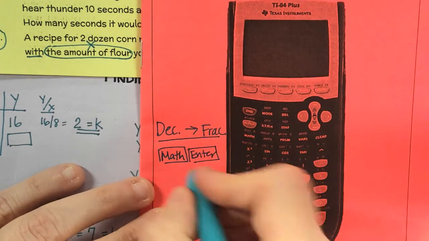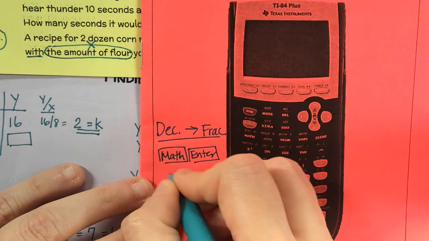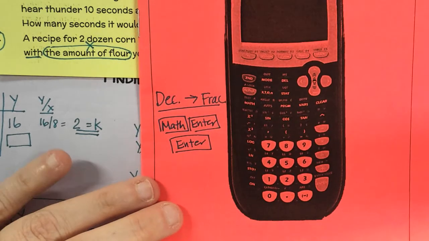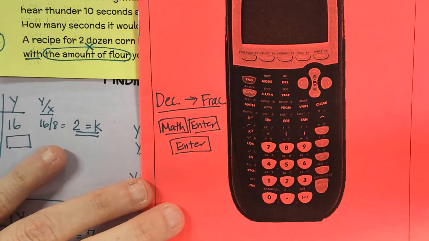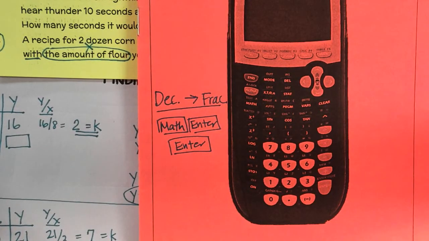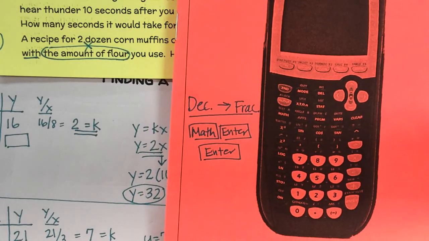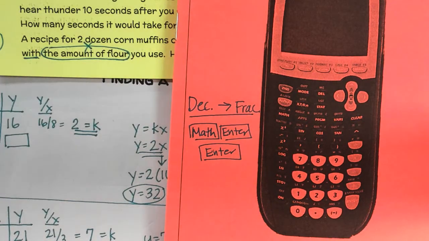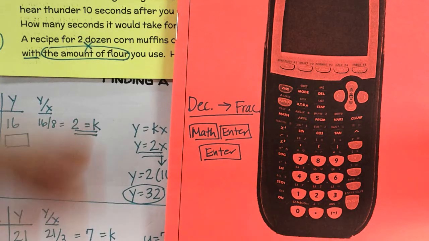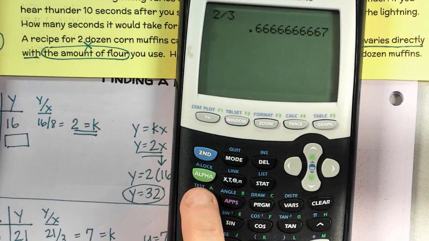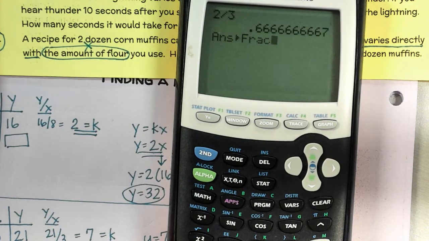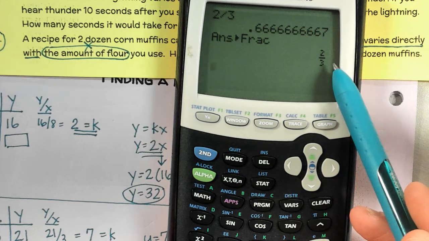Enter. Enter. And I know you're like, but I can see that it's 2/3. But you know what? Just let's pretend you can't. Let's pretend instead of 2/3, I give you another one in a minute. Okay, so math, enter, enter. We have that written down. Okay. All right. Math, enter, enter. So I'm going to hit the math button, which is right here under alpha, and then I'm going to hit enter twice, and it's going to turn it into a fraction for me.